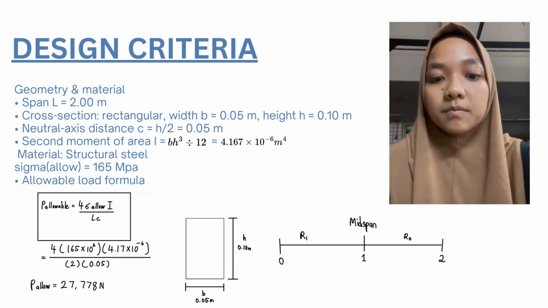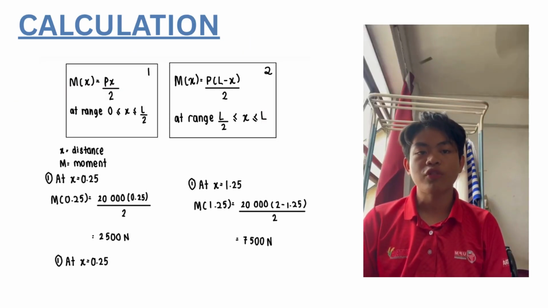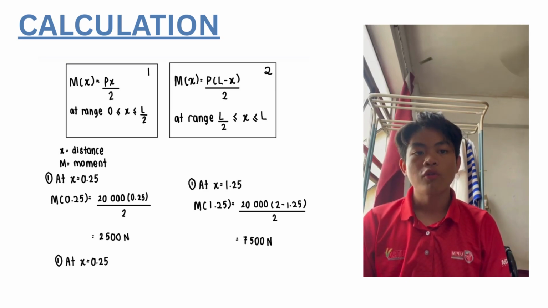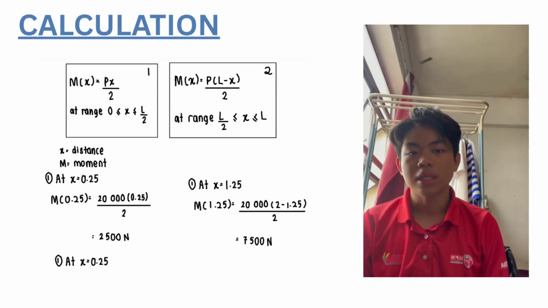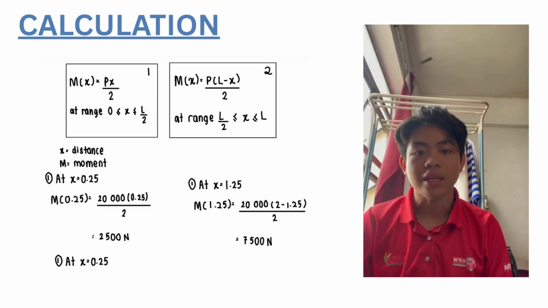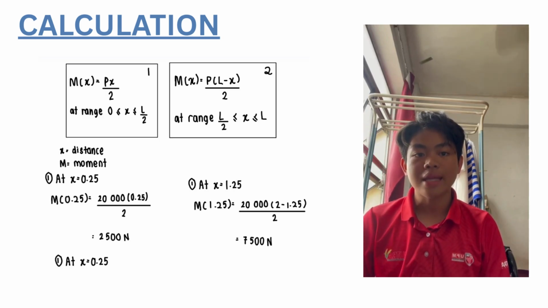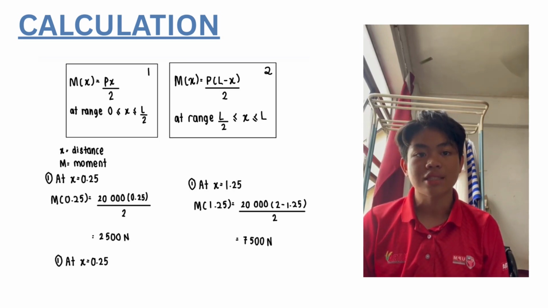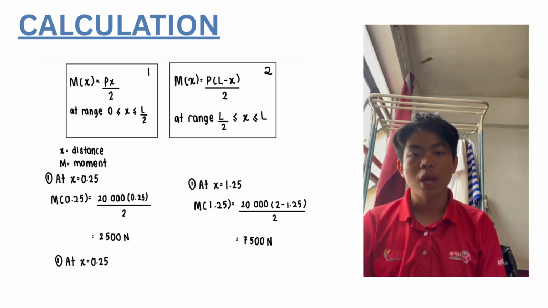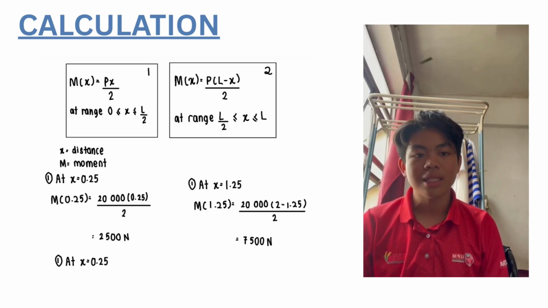The moment is governed by two function formulas: M(x) = Px/2 for the first region of the beam, 0 to L/2, which shows a moment increasing linearly from 0, and M(x) = P(L - x)/2 for the second half of the region, L/2 to L, showing a symmetrical linear decrease back to 0.